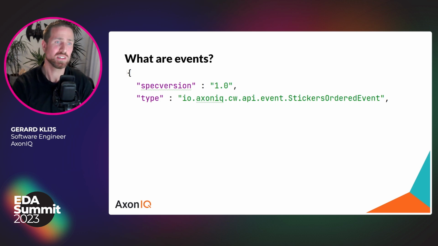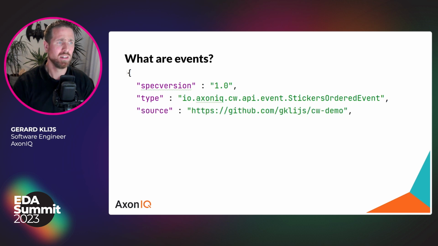so that you know what kind of thing this is. And here it's a sticker ordered event, because the example I will use will be some application that's used to order stickers. We'll get more on that later. Then a source, because if it's distributed, you don't really know where that event is coming from, and you want to know which schema it has or something.